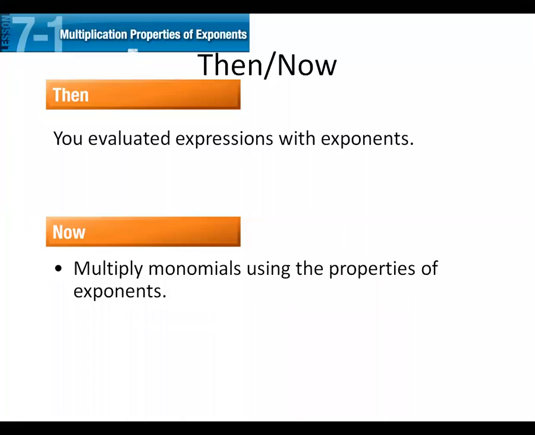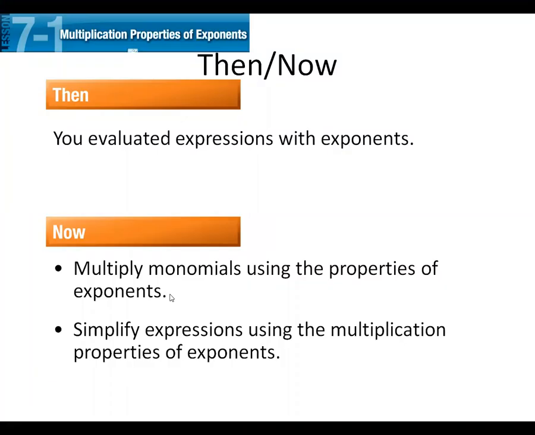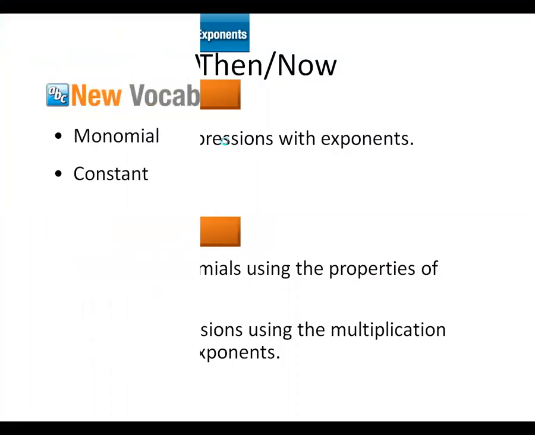Okay, guys, we're starting chapter 7 now, which deals all with exponents. So in section 1, we're going to talk about multiplication properties of exponents. Previously, we did evaluate expressions with exponents, and now we're going to multiply things called monomials using the properties of exponents and simplify expressions using multiplication properties of exponents.